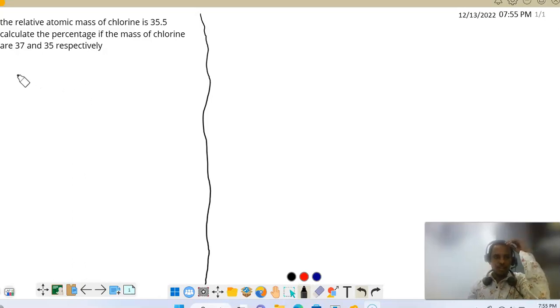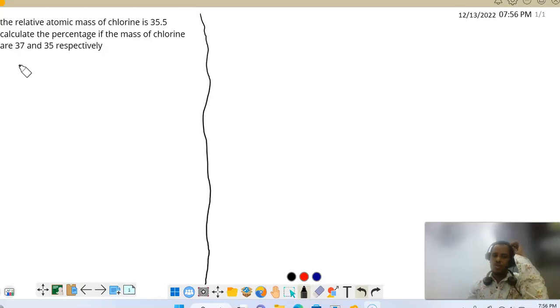Hello guys, today we are going to learn our lesson. In our last lesson we learned how to calculate relative atomic mass, given the masses and their respective percentages. We are given the two masses of an element and also their respective percentages, and we have learned how to calculate the relative atomic mass.